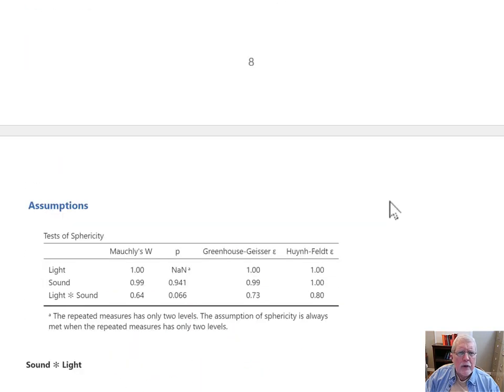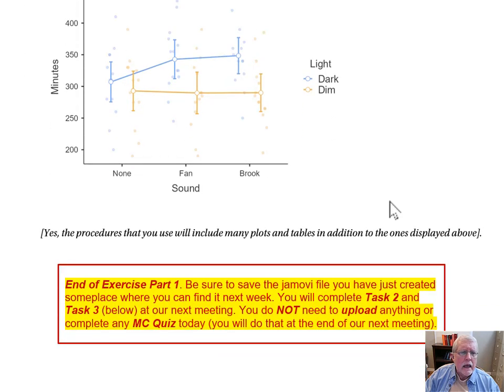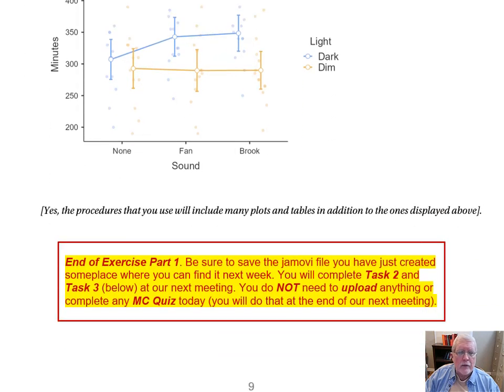Now, right now I'm on page 9, and we come to a red box. What does it say? End of exercise part 1. Be sure to save the Jamovi file you've just created someplace where you can find it next week. You'll complete task 2 and task 3 below at our next meeting. You do not need to upload anything or complete any multiple choice quiz today. You'll do that at the end of our next meeting.